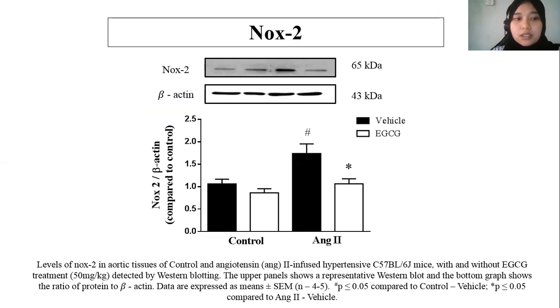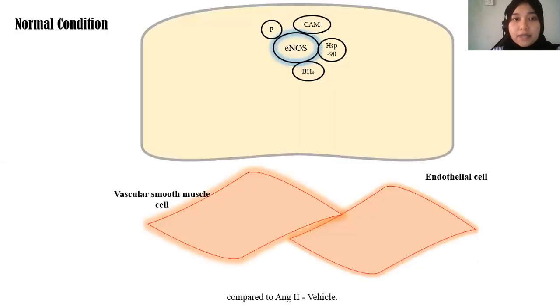NOX2 is one of the isoforms of NADPH oxidase in the aorta of treated animals. NADPH oxidase has been implicated as an important pro-oxidant enzyme, which can contribute to hypertension. This finding suggests that the anti-hypertensive effect of EGCG may be attributed at least in part to its antioxidant effect, by down-regulating vascular NADPH oxidase activity in hypertensive animals.